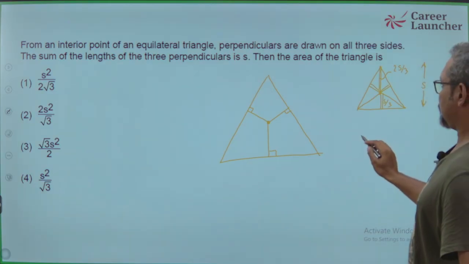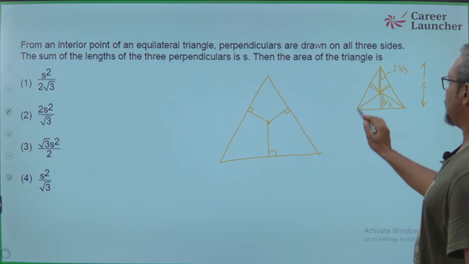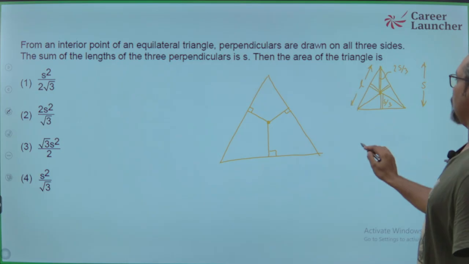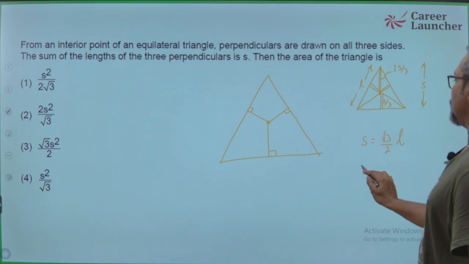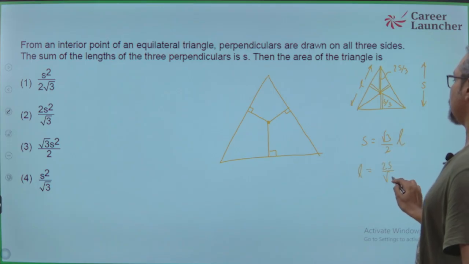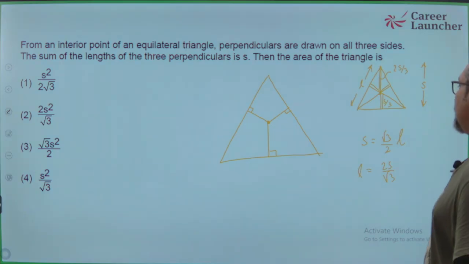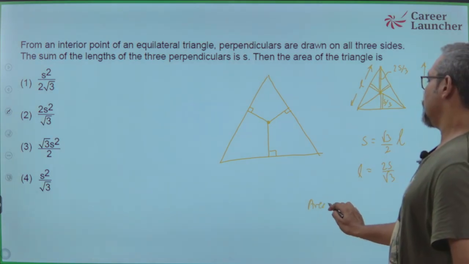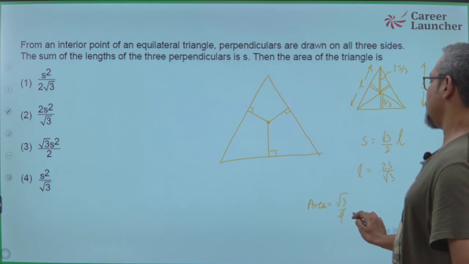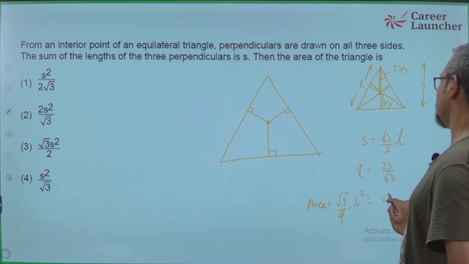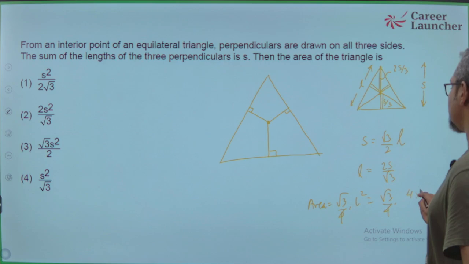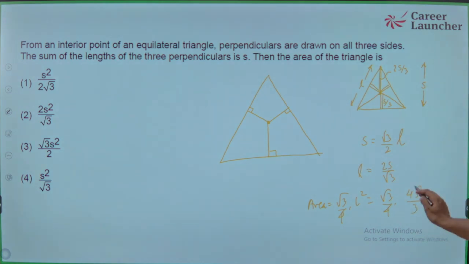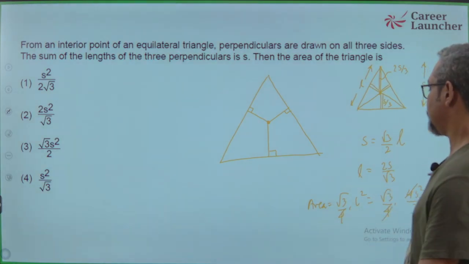But the side of the triangle, let's call it L. We know that the height is root 3 over 2 times L. So, we know the L value is 2S by root 3. Once we know the L value, we can very easily find out the area is root 3 over 4 times square of L. So, root 3 over 4 times this squared. So, that will be 4S squared by 3. So, that becomes S squared by root 3. So, that is the fourth option. We have got the answer.